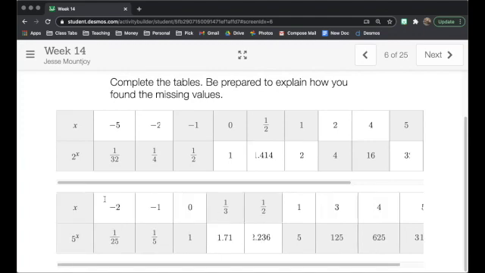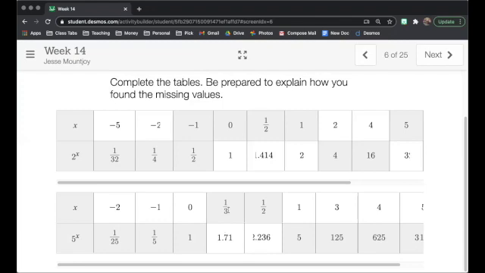All right, welcome back. Hopefully you were able to figure these out. Let's go ahead and check your answers real quick. On the first one, if I want the 25 in the denominator, I need to square 5 and make the exponent negative. So 5 to the negative 2 is 1 over 25. 5 to the negative 1 is 1 over 5. Anything to the 0 power is 1.